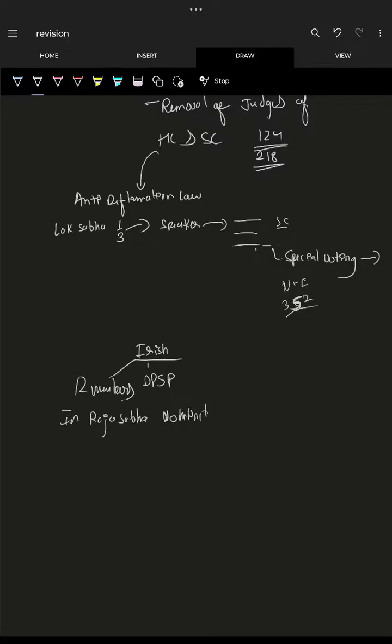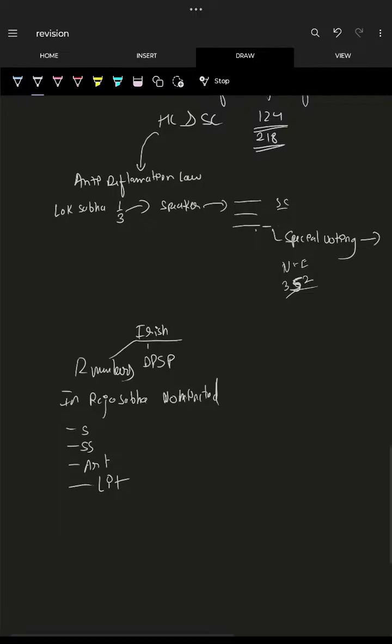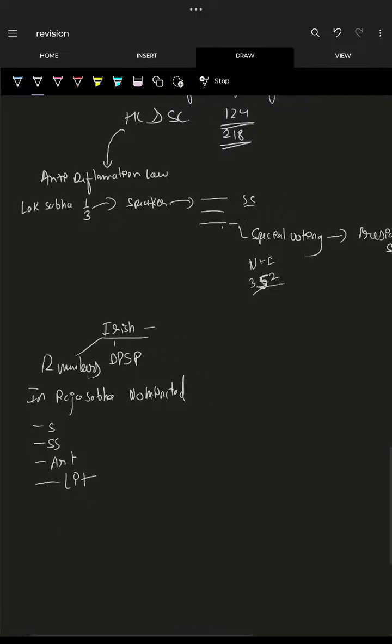Nominated from science, social science, art, literature, and here is the seat for the method of election of president.